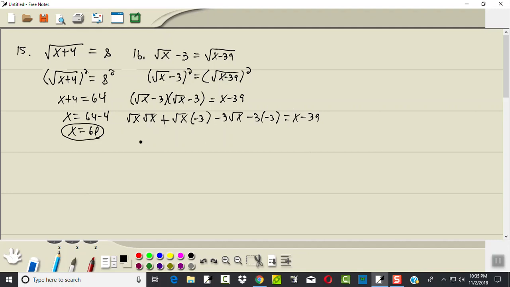Now square root of x times square root of x is x. Square root of x times negative 3 is negative 3 square root of x. Minus 3 square root of x. Negative 3 times negative 3 is 9. Equals x minus 39. Combine these radicals together because they're the same. So we add or subtract the numbers in front. In this case, negative 3 gives us negative 6 square root of x.